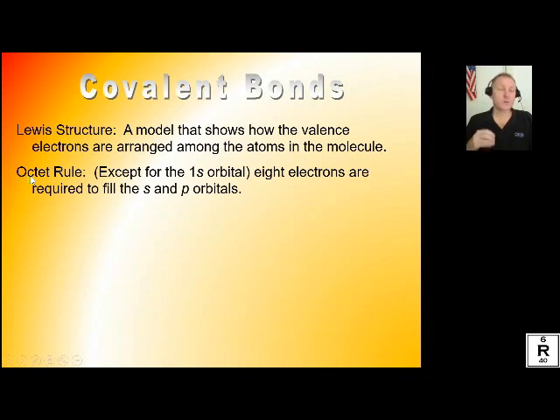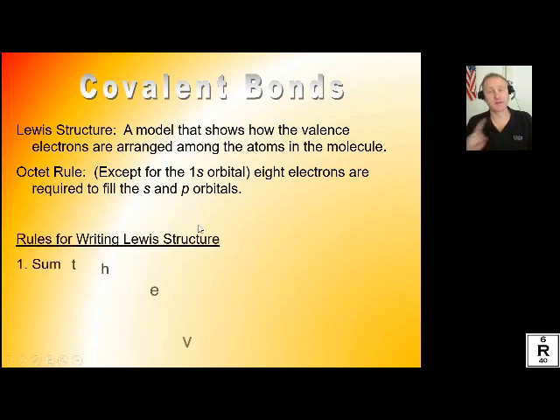When we do this, we follow the octet rule, except for the 1s orbital. So 1s, that's just hydrogen and helium. They don't follow the octet because to be stable in the first period, they only need 2 valence electrons. But everything else, all the other nonmetals, are going to need 8 valence electrons to become stable. That fills up both the s and the p. So besides helium and hydrogen, they only need 2.